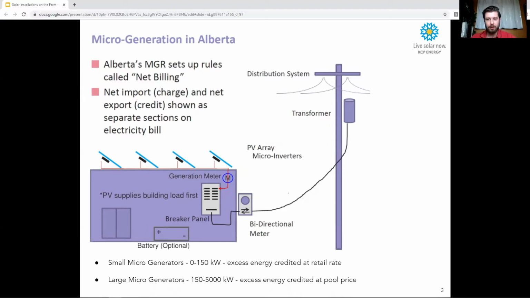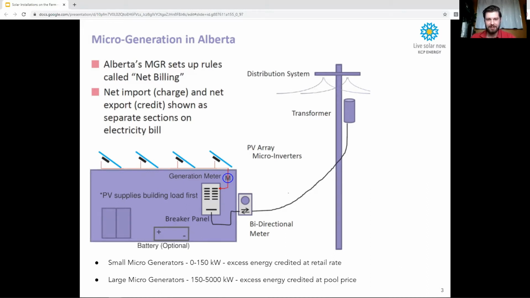However, for large microgenerators, it's a little bit different. Whenever they have excess generation that gets supplied to the grid, the amount that they get credited is whatever the Alberta power pool pricing is at that time of export. Every hour of the day in Alberta there's a different pool price, and a large microgenerator would simply receive whatever that pool price was at that time. On average, it's going to be a little bit less than what you'd receive if you were a small microgenerator when you export.